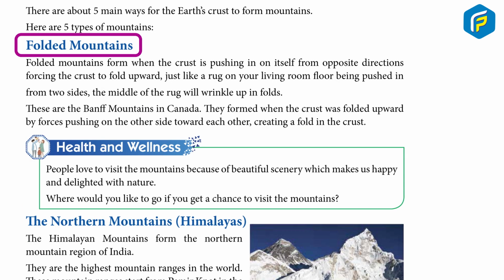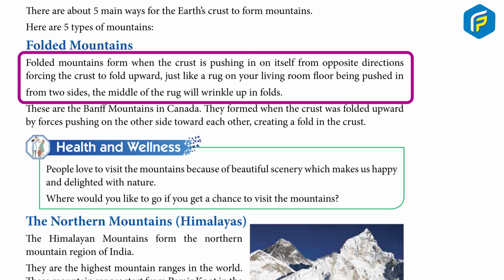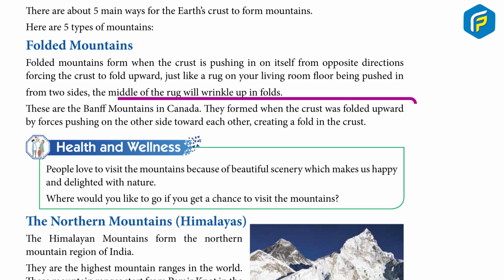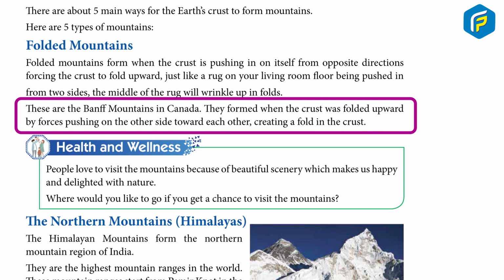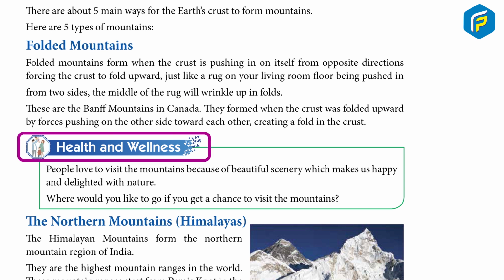Folded mountains. Folded mountains form when the crust is pushing in on itself from opposite directions, forcing the crust to fold upward, just like a rug on your living room floor being pushed in from 2 sides. The middle of the rug will wrinkle up in folds. These are the Banff Mountains in Canada. They formed when the crust was folded upward by forces pushing on the other side toward each other, creating a fold in the crust.